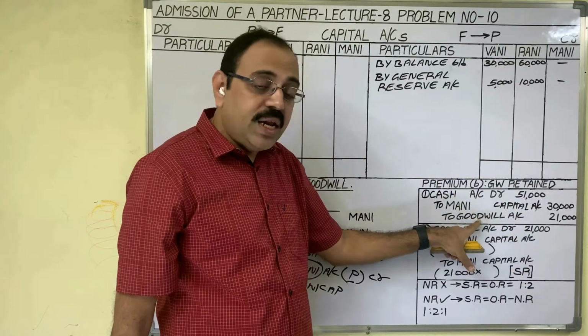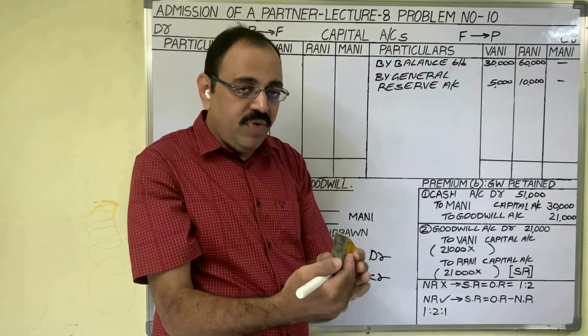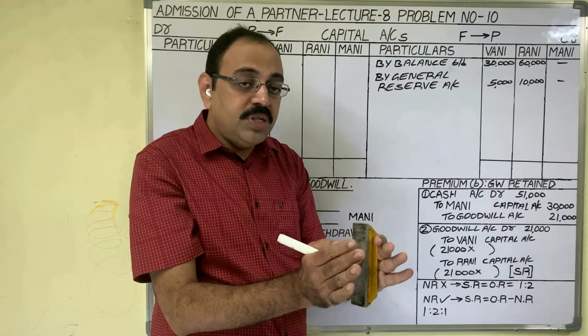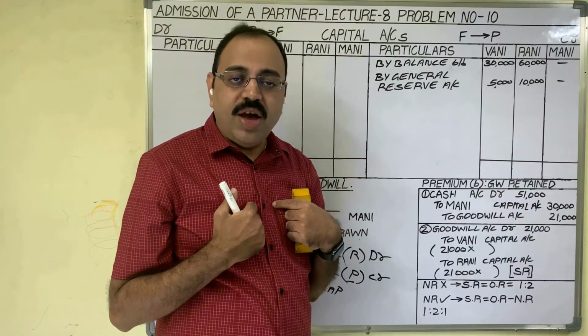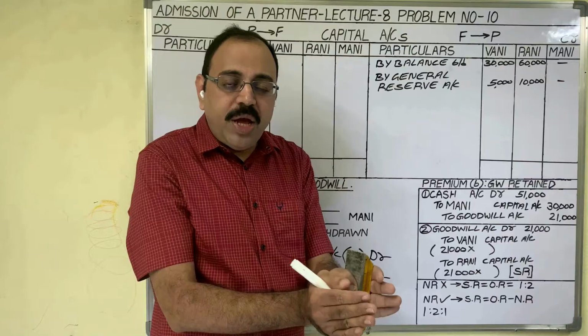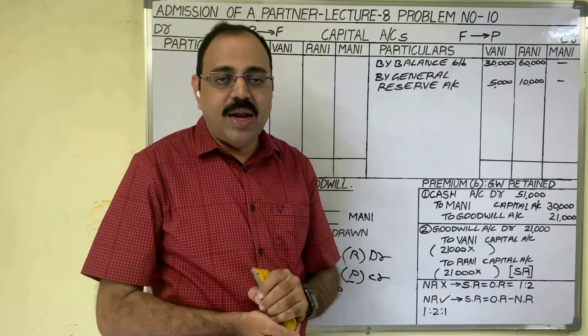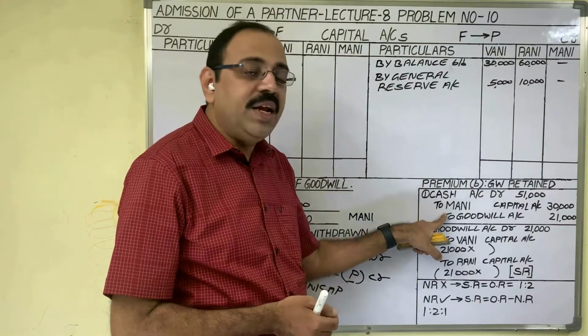Why is goodwill account credited here? Because the new partner is bringing goodwill. This goodwill becomes a liability to the firm. Why? This goodwill amount belongs to the old partners. The firm should pay this amount to the old partners. So liability shows a credit balance. Therefore, goodwill account is credited.